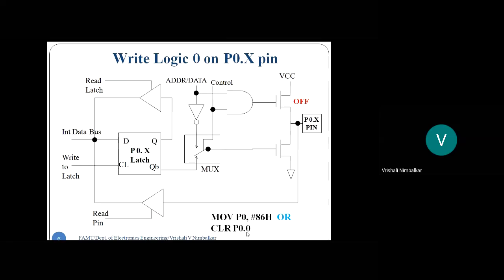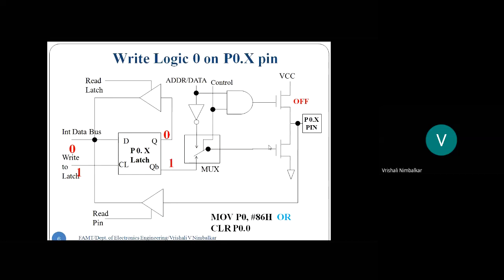Sending logic 0 on this pin. So how does the microcontroller do this while executing CLR P0.0? It places logic 0 on the data bus. It activates the write to latch control signal. This acts as a clock to the latch. So the latch gets enabled and logic 0 gets transmitted at the output. Q bar will be the complement of Q.